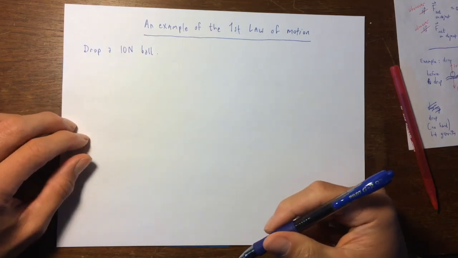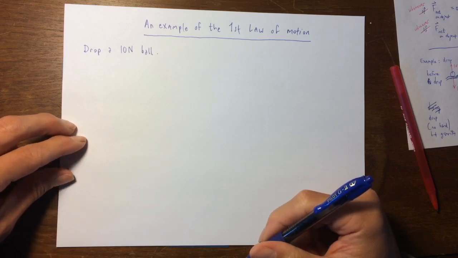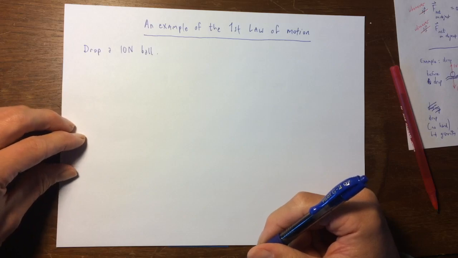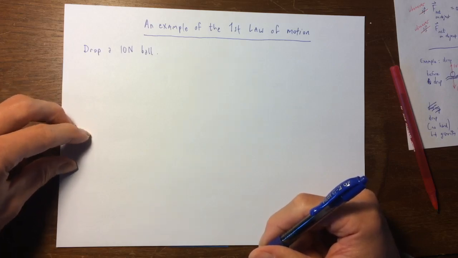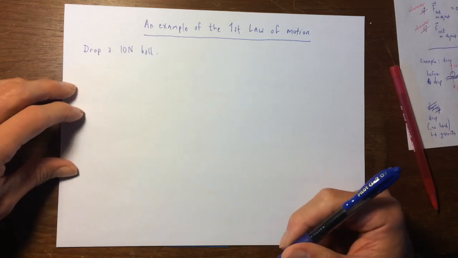This video is an example of using the first law of motion, or at least recognizing the first law of motion in a pretty standard example of dropping a ball. So the ball just falls down towards the ground.